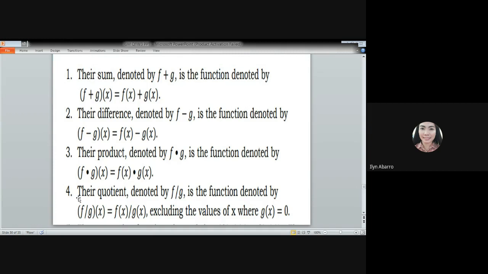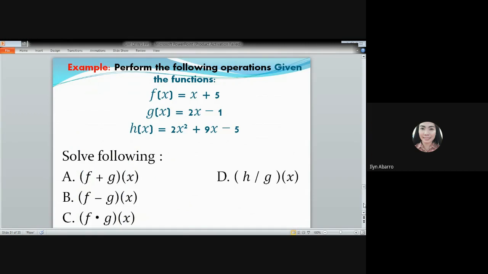And then for the quotient or for the division, f divided by g or f over g of x is equal to f of x divided by g of x, excluding the values of x where g of x is equal to 0. Ang ibig sabihin nun, kapag ang denominator becomes 0, the answer is undefined. That is not allowed. 0 is not allowed in the denominator or else your answer is undefined. Okay, so let us have examples para mas malinaw.